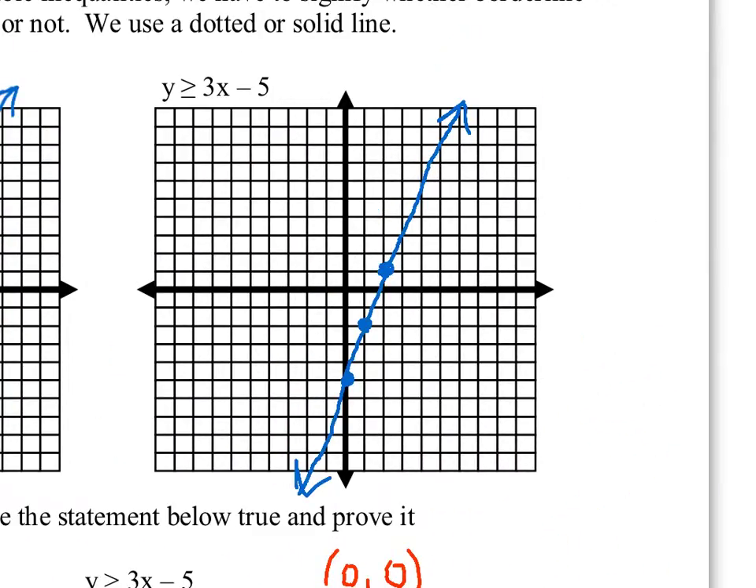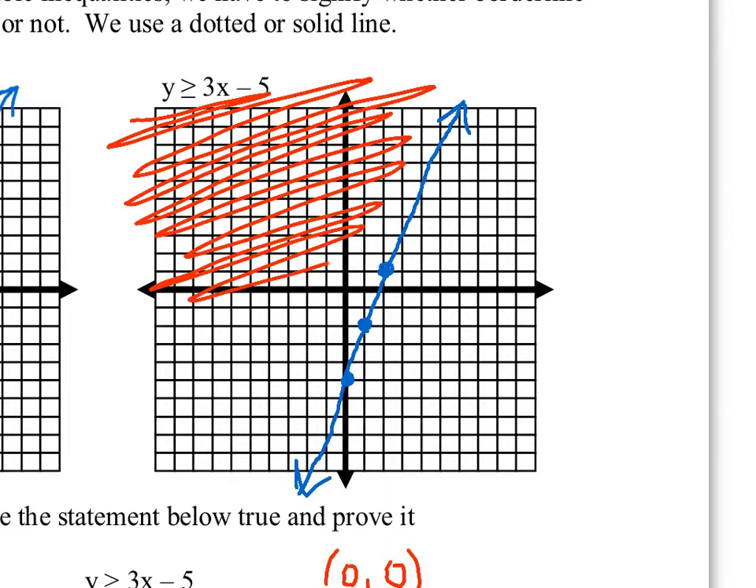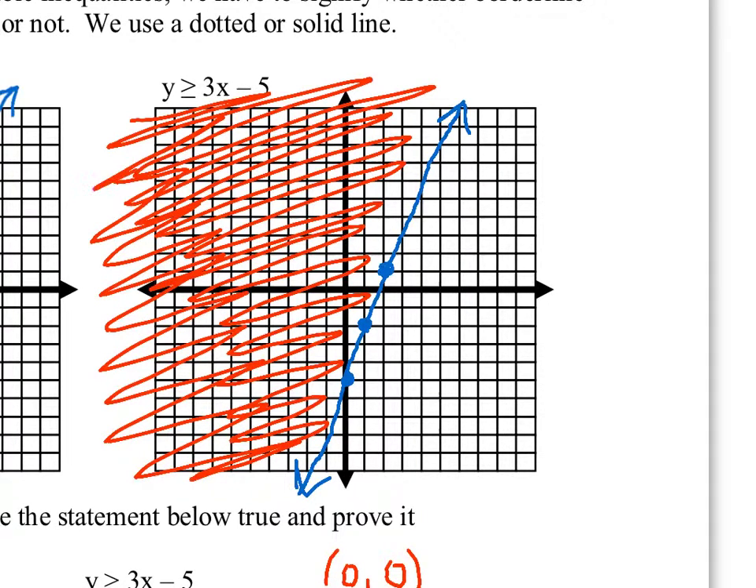If it's greater than or equal to, not only are all of these points along this line part of the solution, so is everything else over here. Wait, so we shade the entire thing? Everything to the left-hand side of this line. I moved over to the greater than or equal to. Everything on that side of the line is part of the solution.